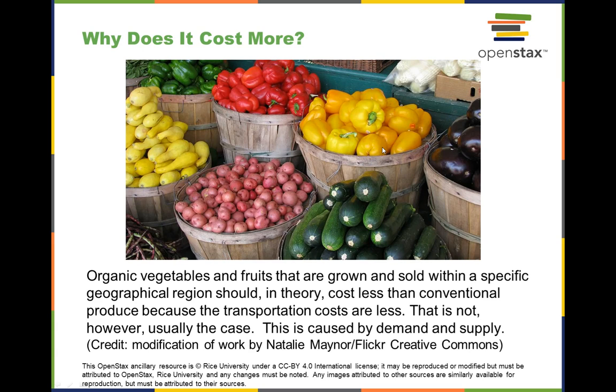So why does it cost more? Organic vegetables and fruits are grown and sold, and we often look at them and think, well, these are supposed to be healthier, they're supposed to be free of pesticides. And so why do they cost so much more? The reason is that more and more people want to buy them, but they're much more difficult to grow. Without the chemical processes used in the agricultural system, you can't grow as much because, quite honestly, it's not efficient. They're not able to produce nearly as much.